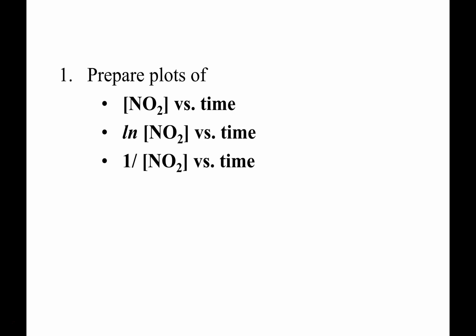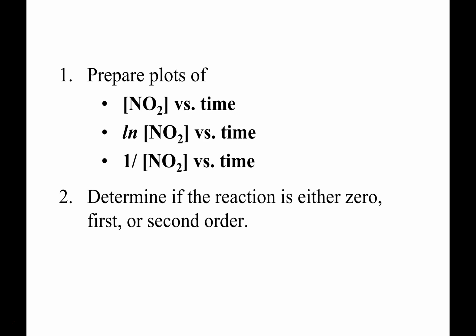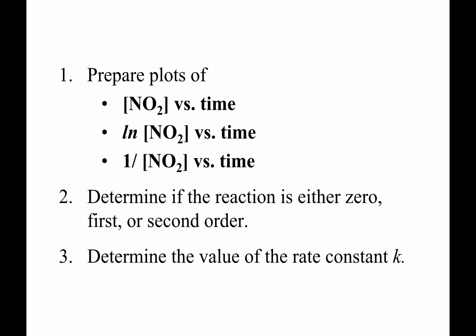You will have a data sheet or a calculation sheet on your next unit exam. You just have to recognize the zero, first and second. So prepare those plots, look for a straight line. Whichever one we successfully get a straight line for, then we can nab the k, the rate law constant, from the slope. If it's zero or first, we have to take it times negative one. And if it's second order, it is. It just is.